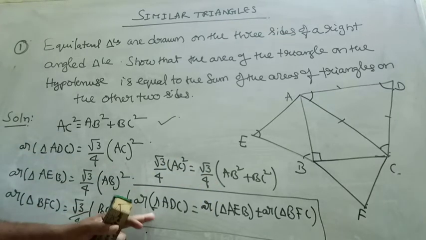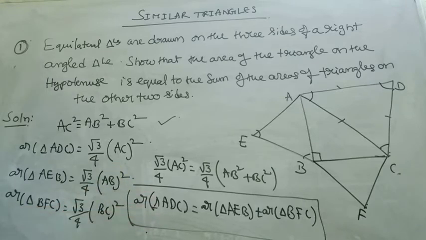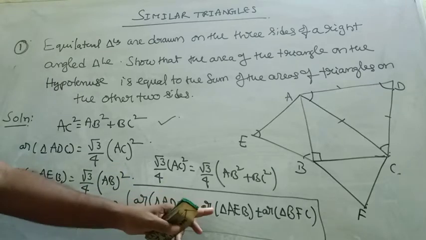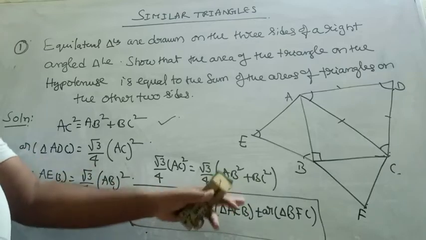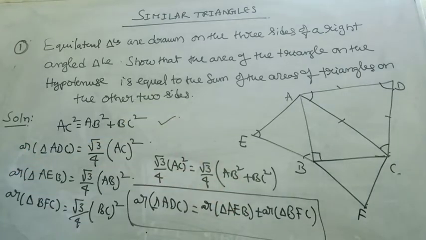Therefore the area of the triangle which is described on the hypotenuse of the right angle triangle is equal to the sum of the areas of the triangles which are described on both the legs. In such a beautiful way we get this particular problem.